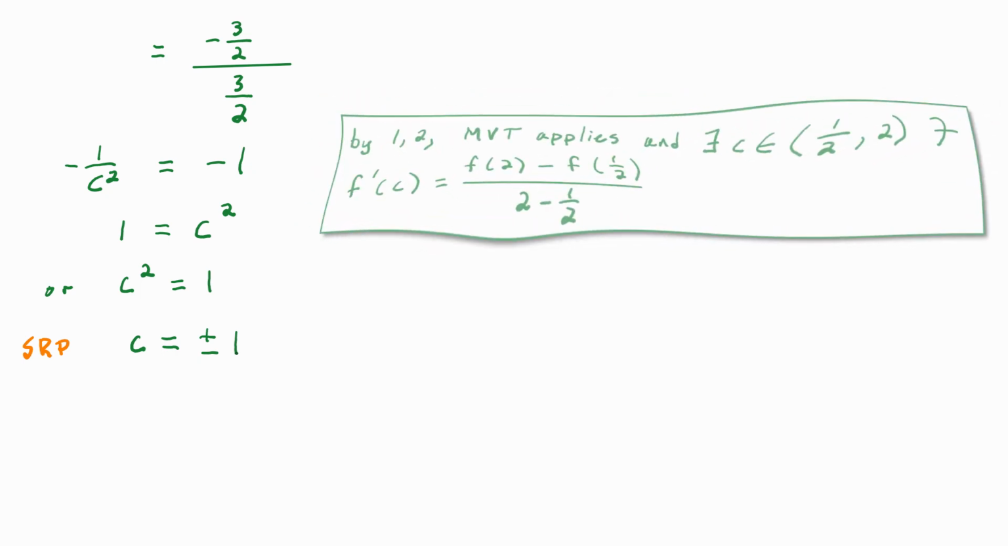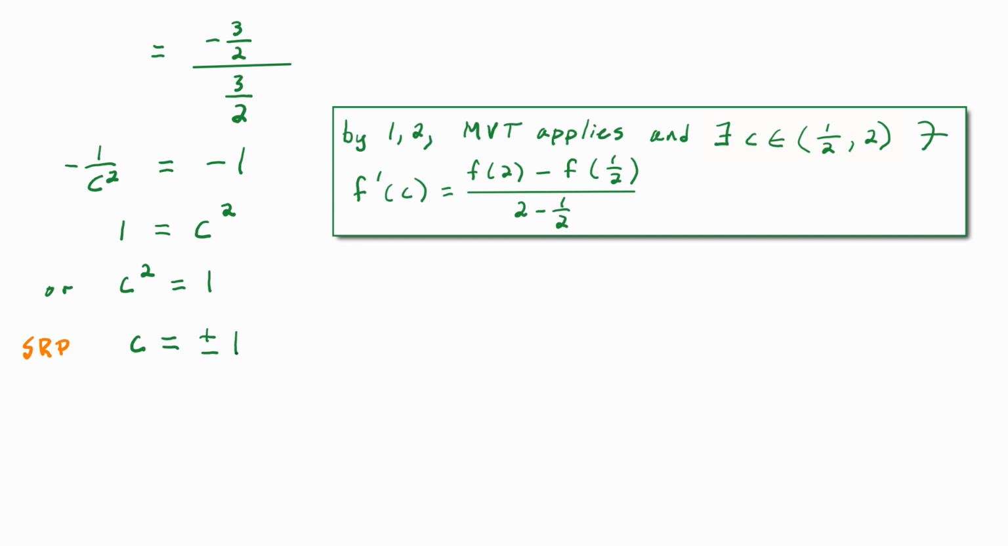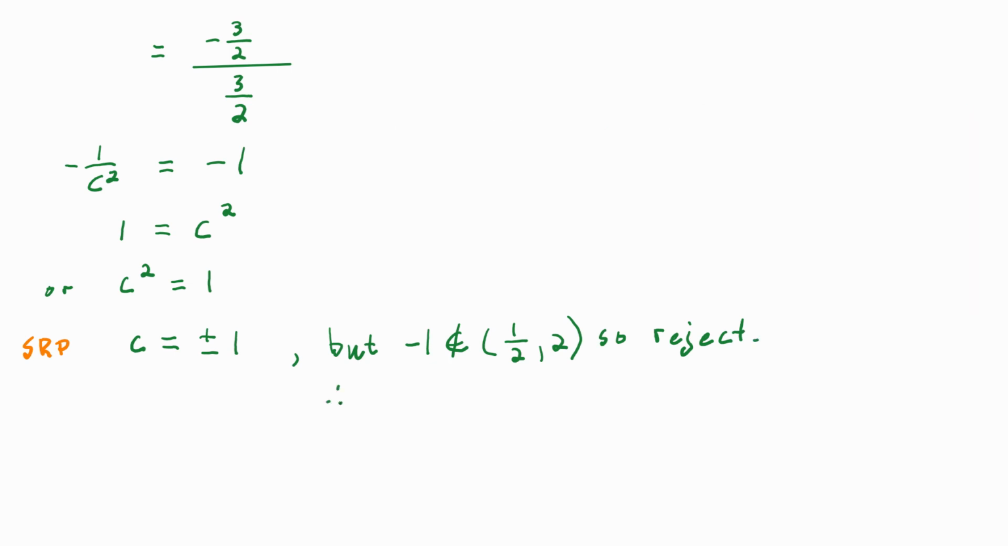Now, remember though, our statement where we said c has to be an element of the interval between 1/2 and 2. But negative 1 is not an element of the interval from 1/2 to 2, so we have to reject it. Therefore, we have only one solution, and that is c is equal to 1.